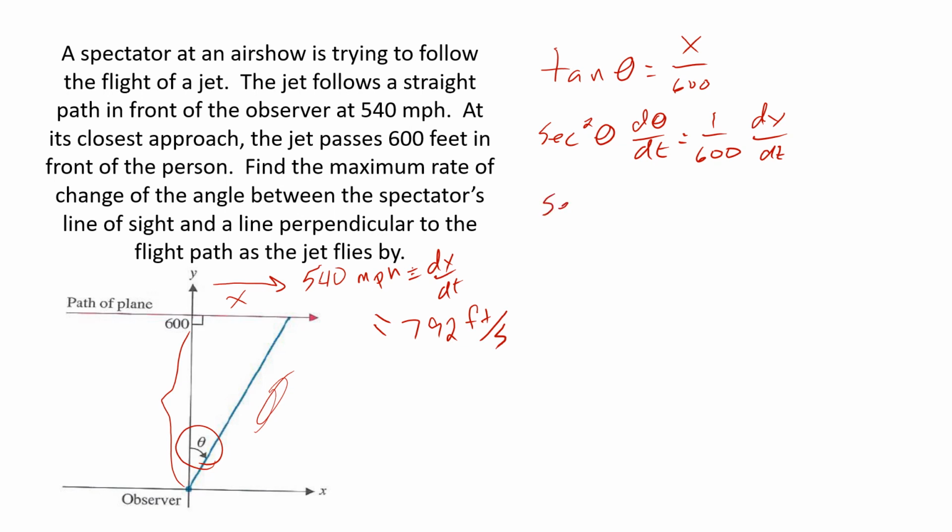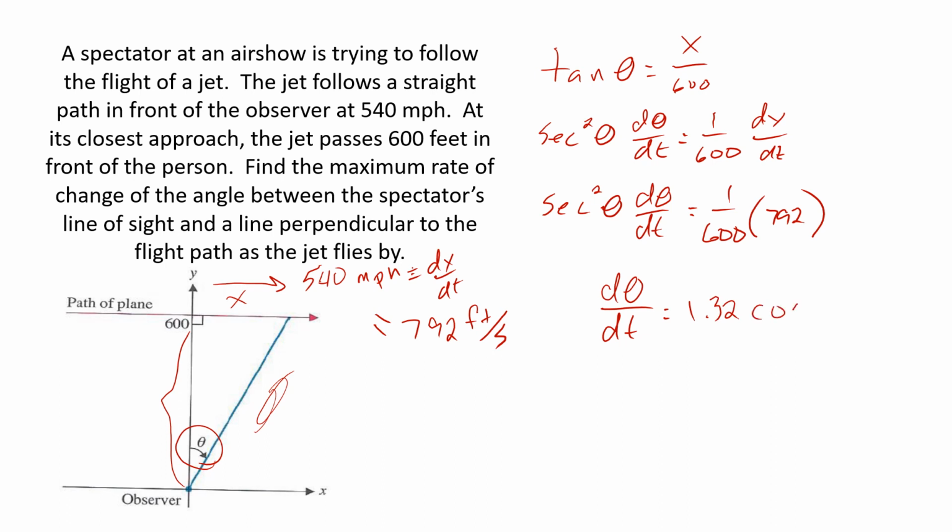So we have secant squared theta times d theta over dt equals 1 over 600 times 792, which we'll multiply. That ends up equaling about 1.32. And then let's divide by secant squared. But dividing by secant squared is kind of weird because secant is 1 over cosine anyway. So instead of dividing by secant squared, let's multiply by cosine squared. So the d theta over dt is going to be 792 divided by 600, which is about 1.32, times cosine squared of theta.